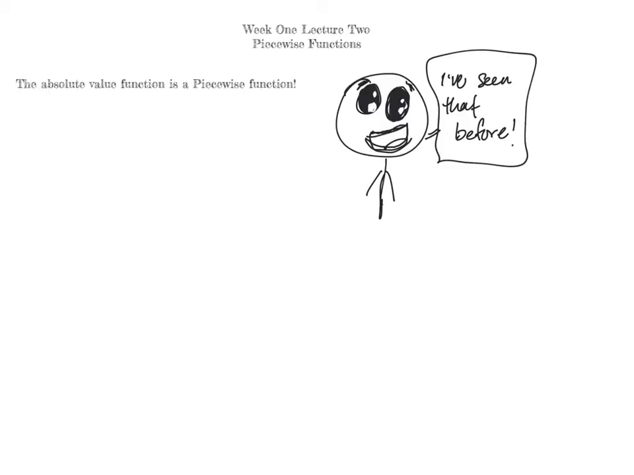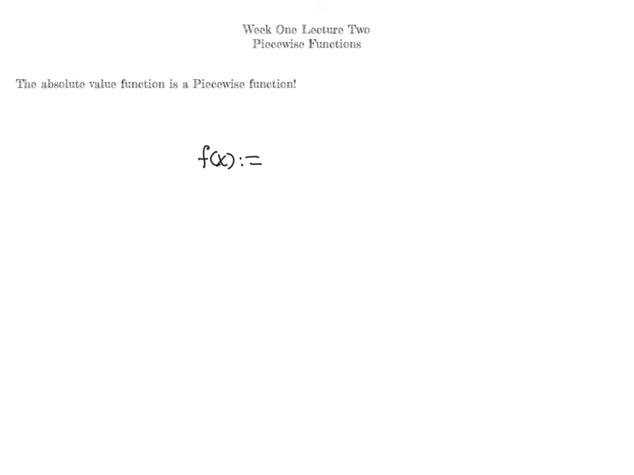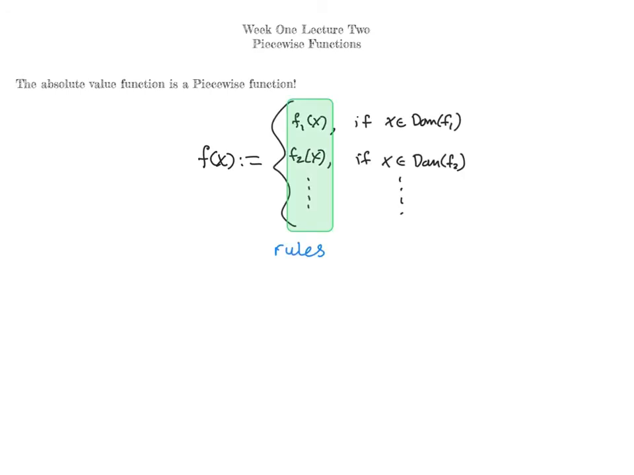Welcome back. In this lecture, we will cover piecewise functions. If you've ever worked with the absolute value, then you've already worked with a piecewise function. As you hopefully read, a piecewise function is one that is defined by more than one rule, where each rule is defined on a different part of the overall domain. Let's see how the absolute value function fits this description.